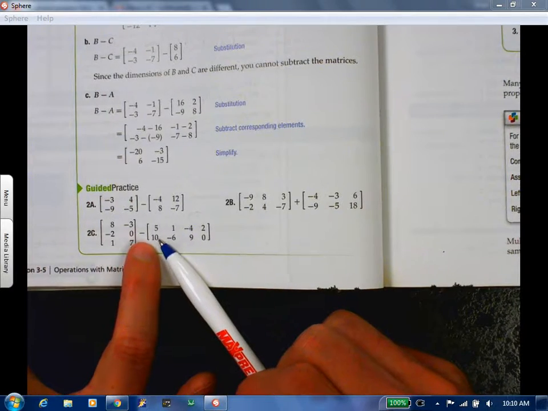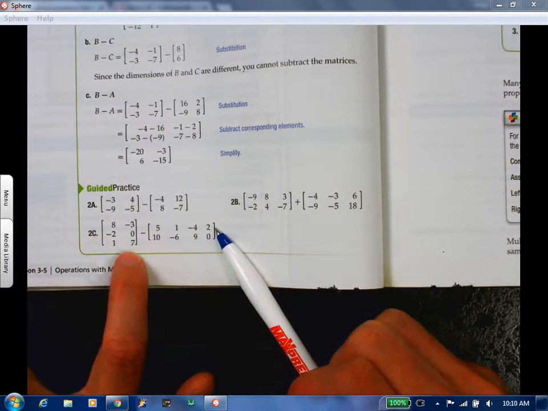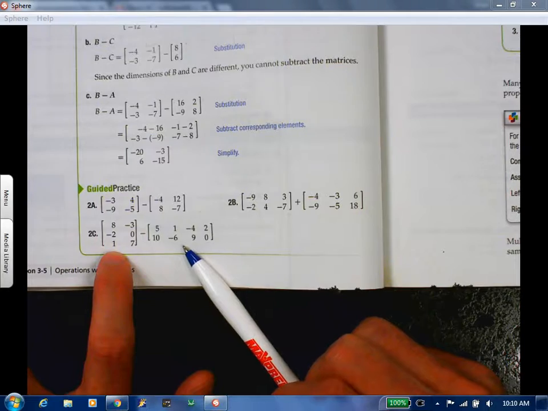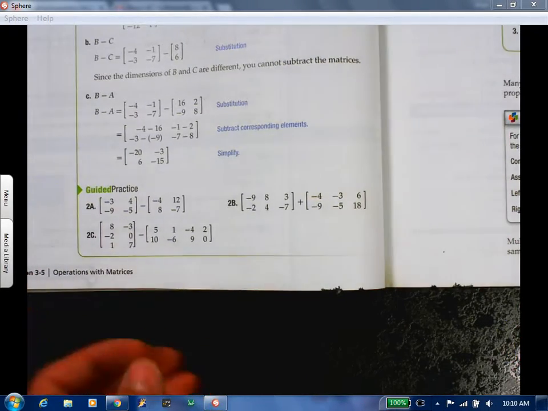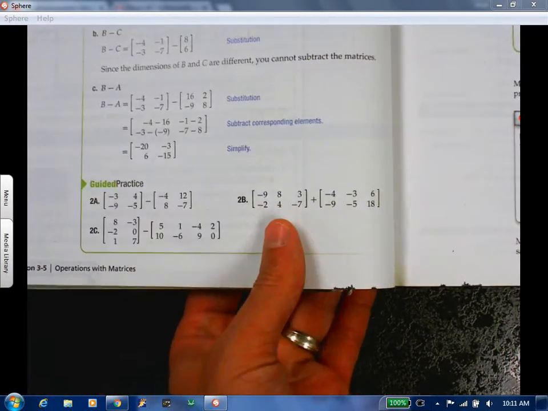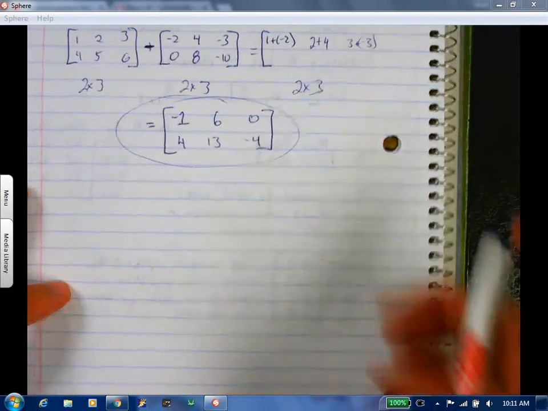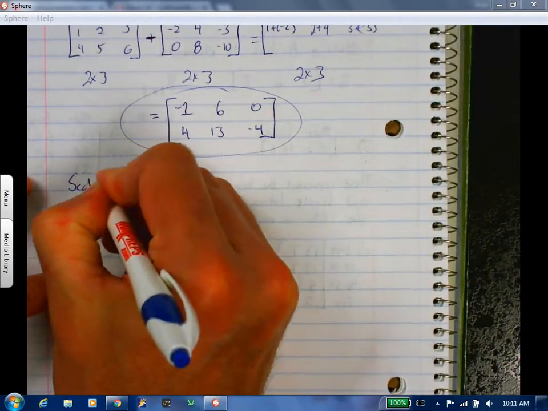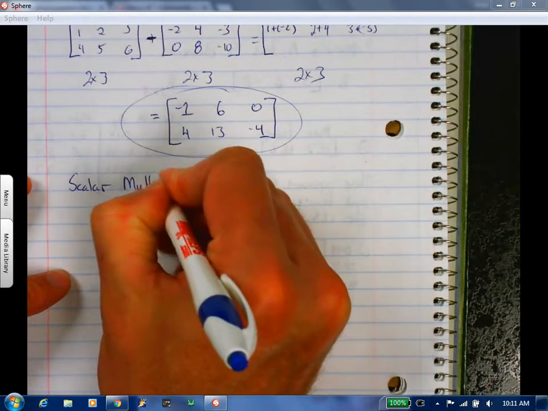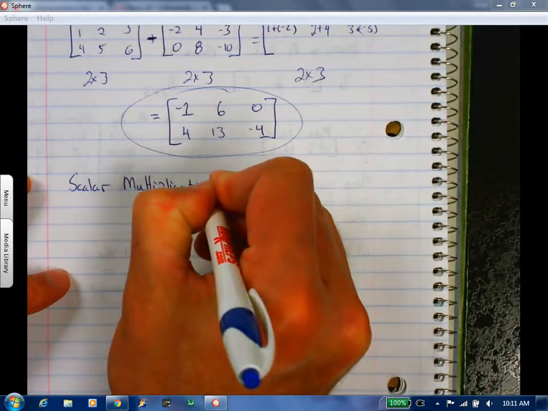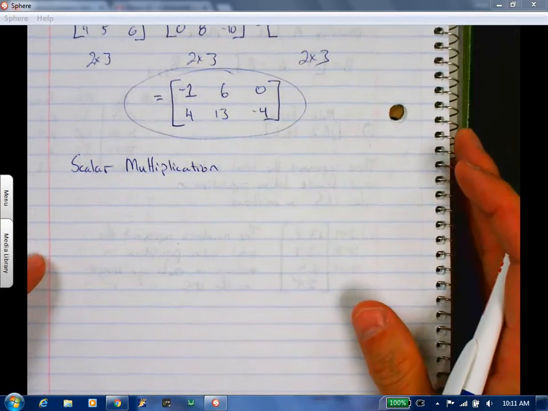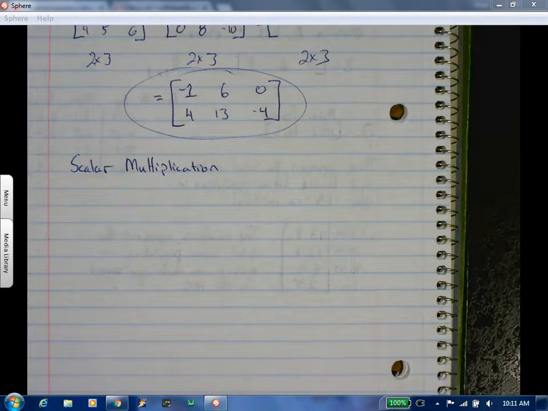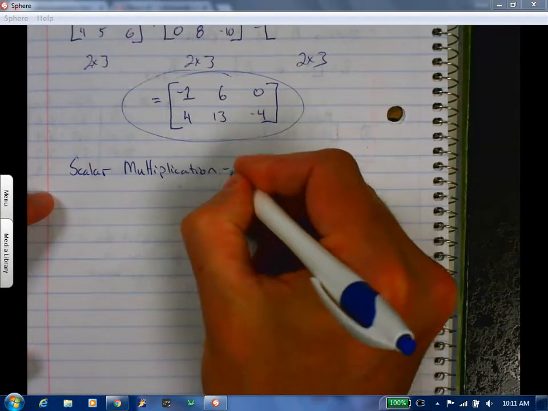So the last thing is what they call scalar multiplication. Now, of course, they're going to put the addition, subtraction, and this multiplication part together in problems, so be careful of that. But what do you do first in the order of operation? Multiply, or add, or subtract? Okay. So we want to do this before any addition or subtraction.